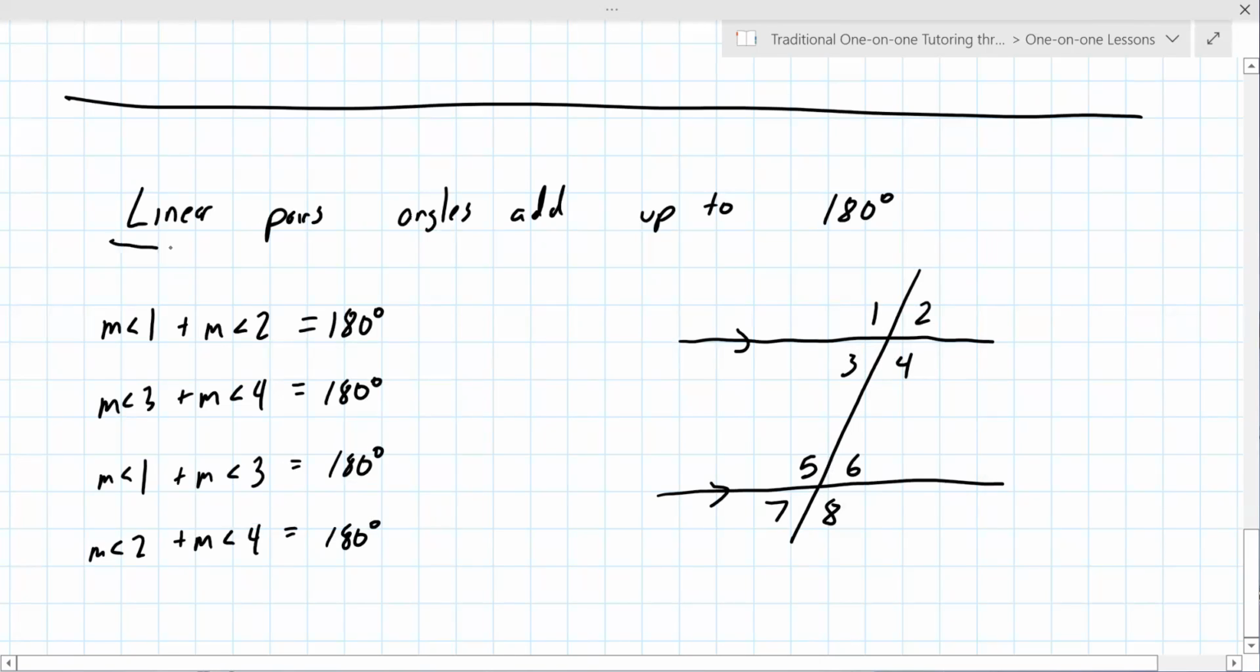So linear pairs, the main takeaway here is linear pairs means there's two angles and they always add up to 180 degrees.